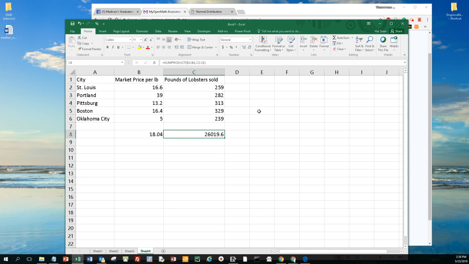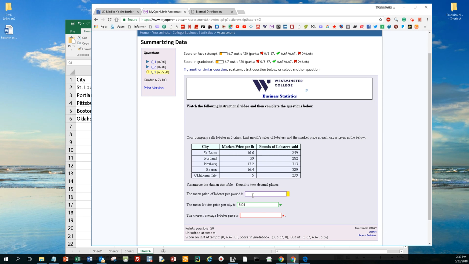And we get 26,019.6. Okay. Then the next thing we want to do is divide this sum product by the sum. Hit enter. And we get something that's kind of close to what the average per city is, 18.30. And the correct average is 18.30.